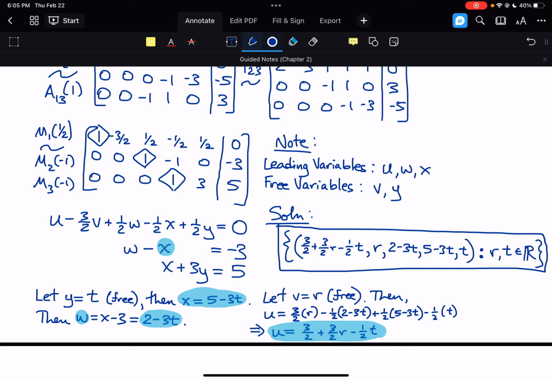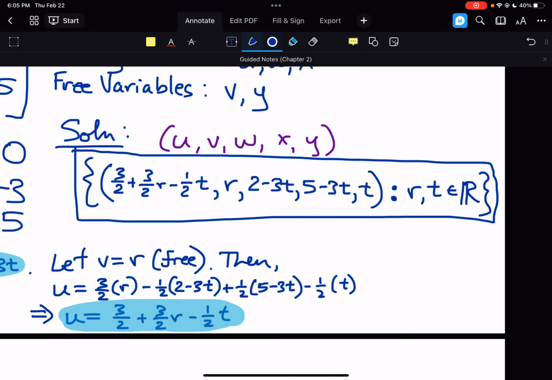Right. And again, these correspond to u, v, w, x, and y, the five components. But this is the general form of that solution. So, in other words, there are infinitely many points that have this relationship among its components, and we can take any of them to be a solution to this system.